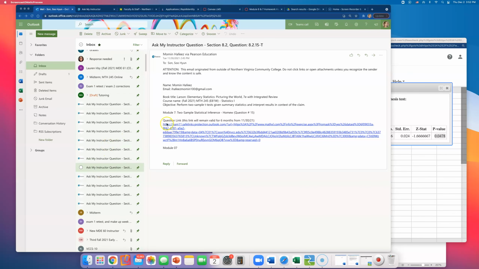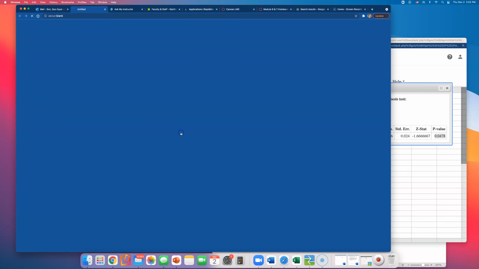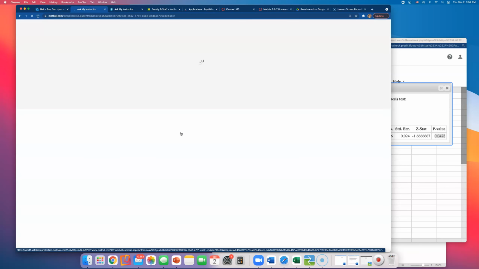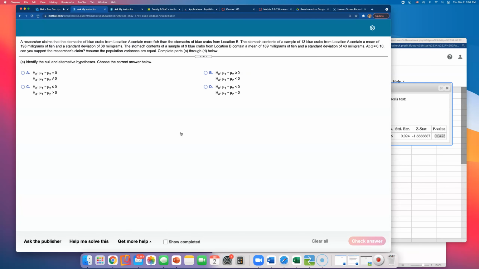Alright, I think I'm going to make this one the last one for the day. This is question number 15, module number 7. A researcher claims that the stomach of blue crabs from location A contain more fish.